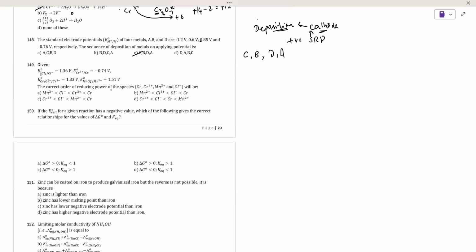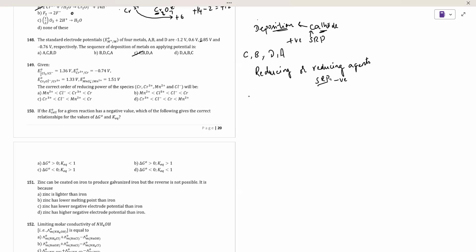The correct order of reducing power of the species. Okay, fine. So reducing power means always what is it? Reducing ability, or becoming reducing agents. Reducing agents depend on the SRP values. Any species can become a very powerful reducing agent only when the SRP is negative, only when SRP is highly negative. Now basing on the values, look at this. Chromium alone is having a negative value, and the remaining three of them are having positive values, and hence Cr will become highly reducing.